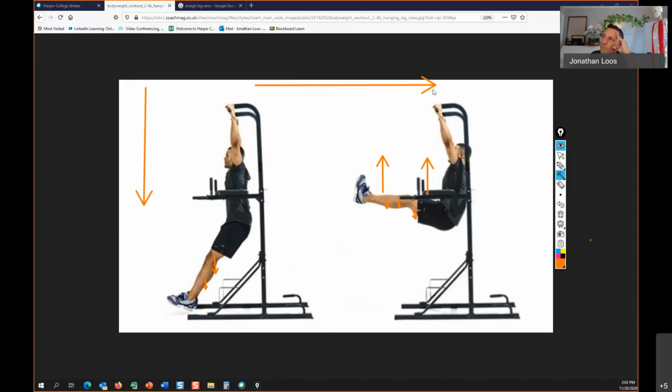And then if I return my position, if I go from this position to this position, I'm going with gravity. That's an eccentric movement. Although you see hip extension occurring, it's the same muscles that were used to do that movement. So it's the hip flexors working eccentrically here, hip flexors working concentrically there.